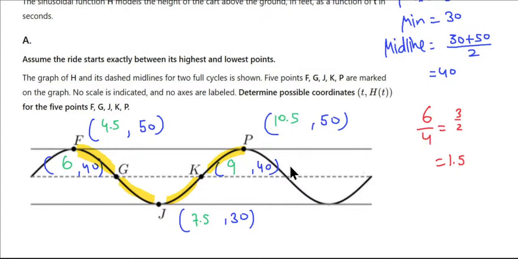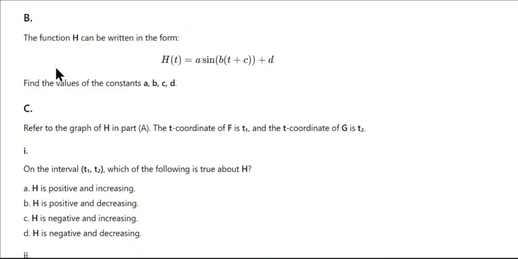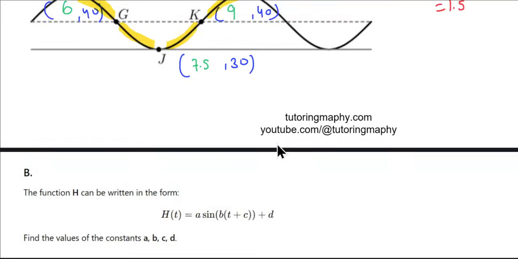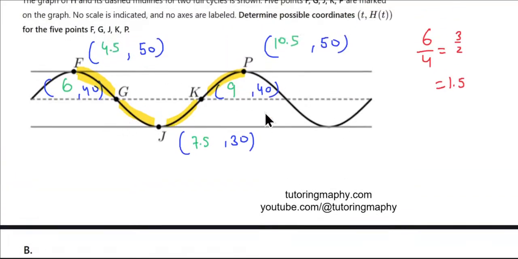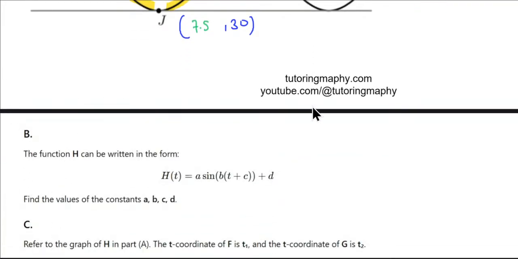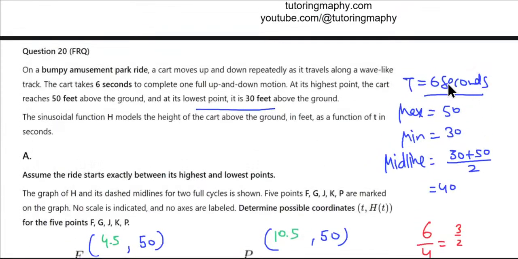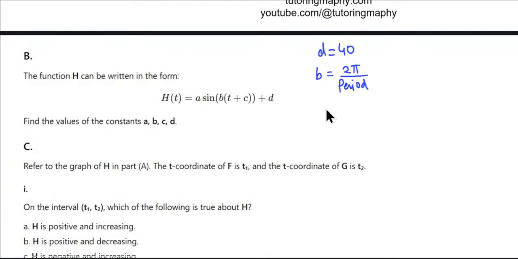Okay. Now they're asking, if the function is written in this form, then what is the value of A, B, C, D? I think D is the easiest to figure out, because D is the midline, and I already have the midline as 40, as you can see over here. So I'm just going to mark D as 40. The next easy thing is the period. So the B value is given by 2 pi over the period, and the period is already given in the question as 6 seconds, right? So I'm just going to mark B as 2 pi over 6, which is just pi over 3.